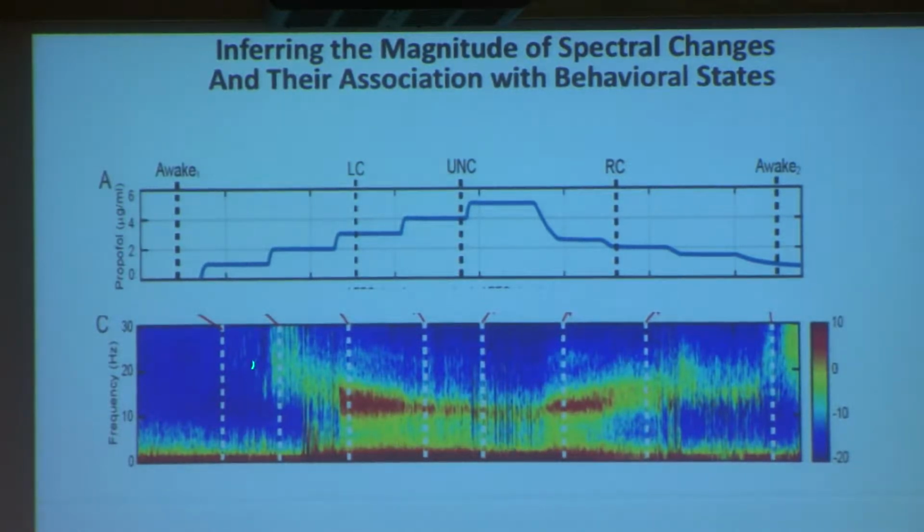And so look, I've put white lines here. And so here the person was clearly awake. Here they were starting to lose consciousness. Here they're profoundly unconscious. Here they're recovering consciousness, and here they're awake.